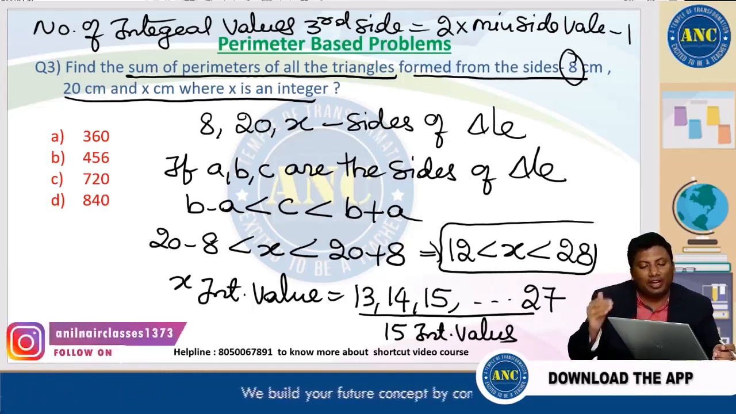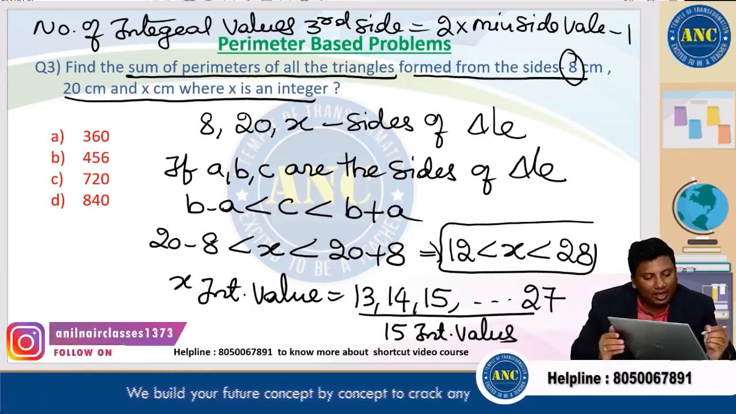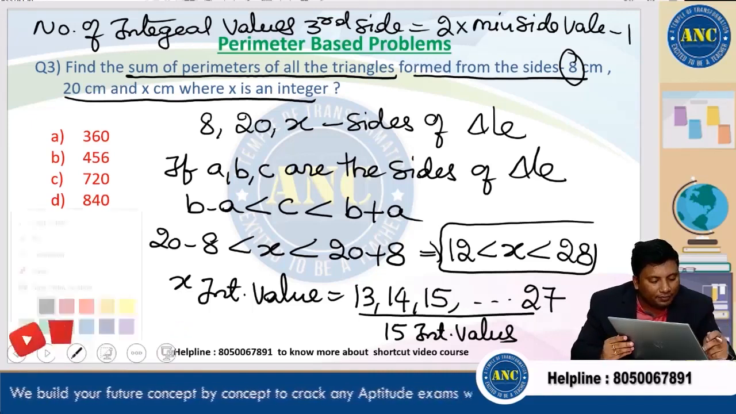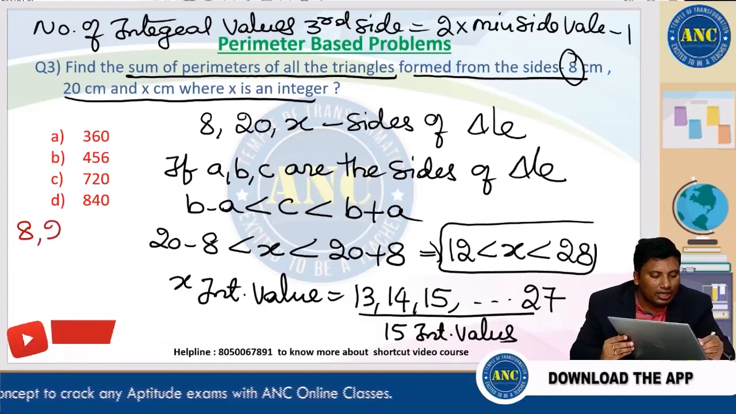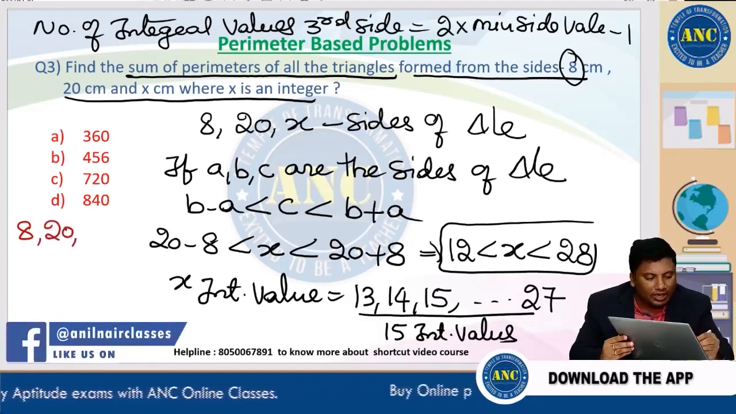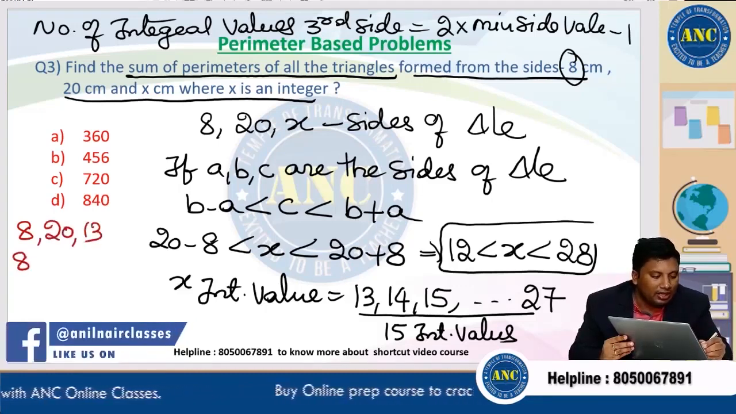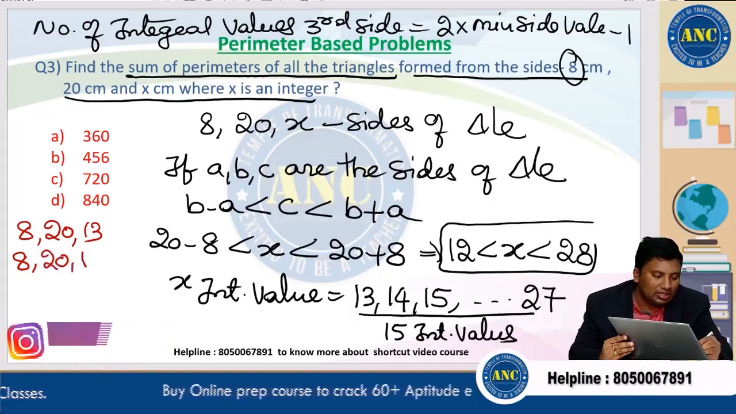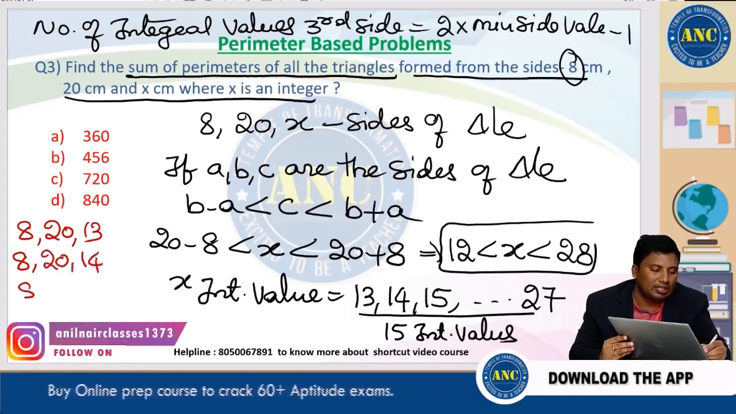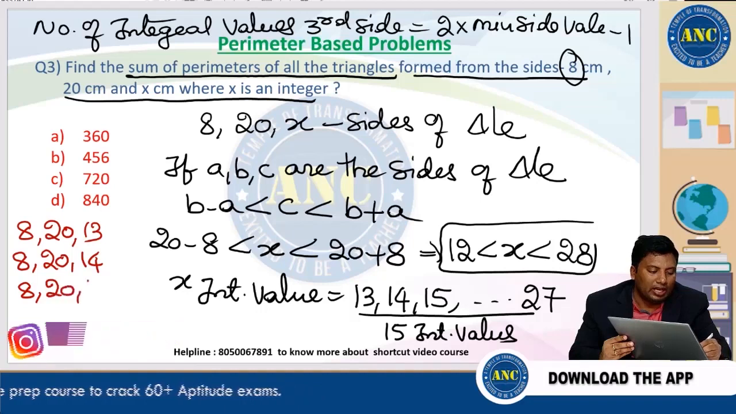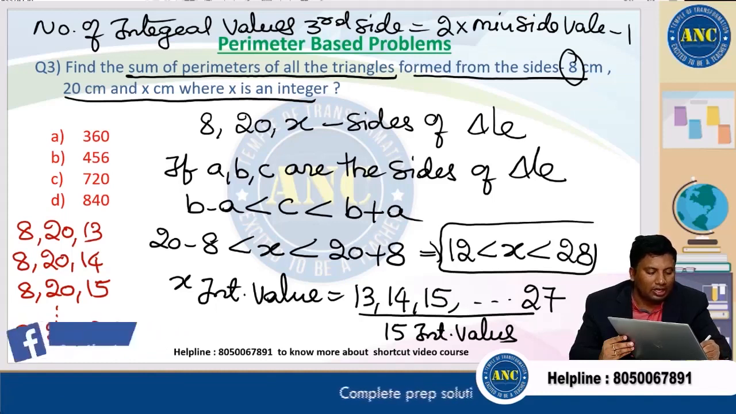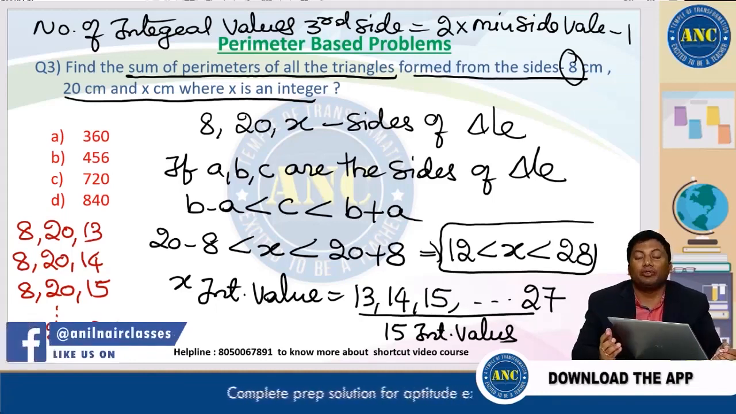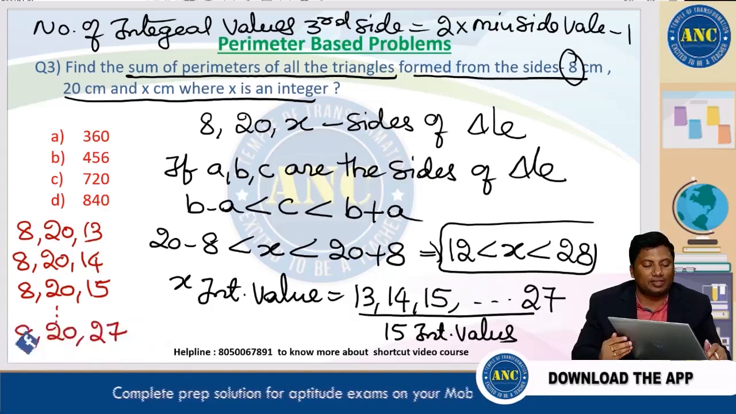So he has to find out the perimeter. What are the 15 values? First is 8, 20, and the third side will become 13. Next is 8, 20, and the next side will become 14. Next is 8, 20, 15, and so on up to, what is the largest one? 8, 20 and 27. He has to find out the sum of all these.